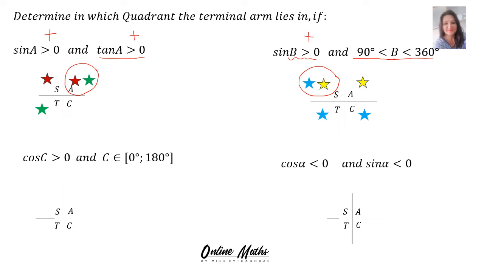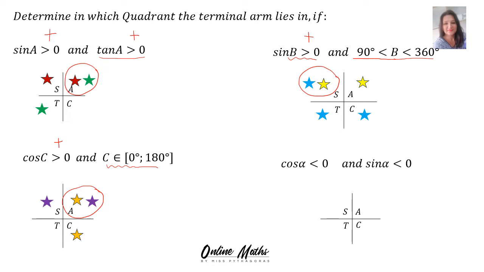Now the third one here on the left at the bottom, cos C greater than 0. That means where is cos positive? Cos is positive in the first and the fourth quadrant. And then this one reads as C is an element 0 up to 180. That means first and second quadrant. Therefore, your terminal arm will lie in the first quadrant.